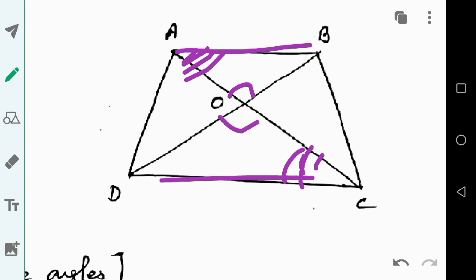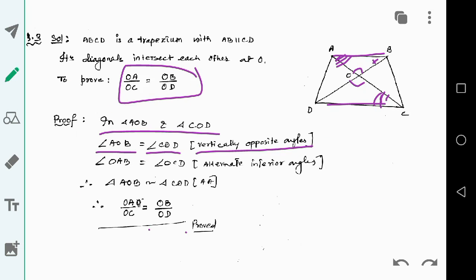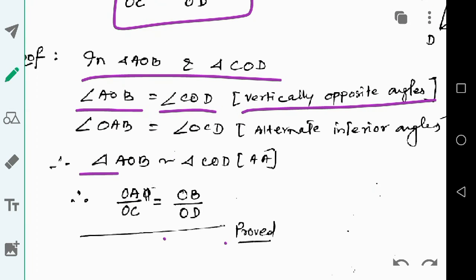So if we show that two corresponding angles of two triangles are equal, then we don't need to show the third angles of these two triangles, because two pairs of angles are sufficient if they are equal. So these two triangles are similar according to the angle criteria.